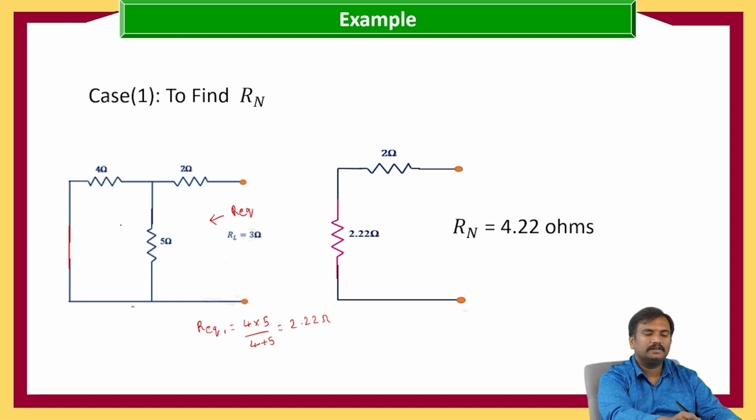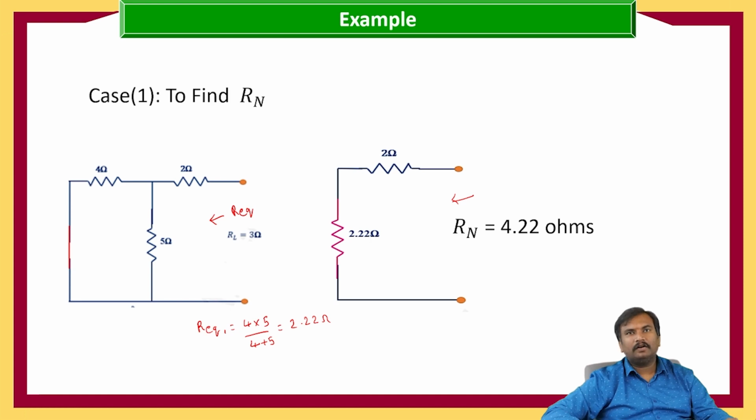So R equivalent 1 we got as 2.22 ohms, and now we replace these two resistors with a single resistor of 2.22 ohms, which is in series with the 2 ohm resistance. Now if you see from these two terminals, the Rn value is, these two are in series, 2 plus 2.22, which is equal to 4.22 ohms. Now we got the Rn value. Next we need to calculate the IN value.